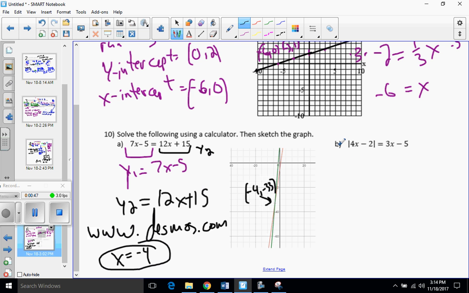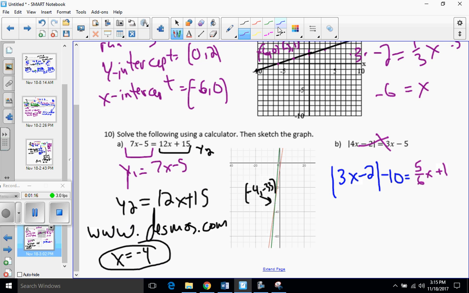So the equation, absolute value of 4x minus 2 equals 3x minus 5, is not going to have a solution. They're never going to touch each other. So what I'm going to do is change this up to give you an example of one where there is a solution. So instead, we're going to do the equation absolute value of 3x minus 2, take away 10, is equal to 5/6 x plus 1.